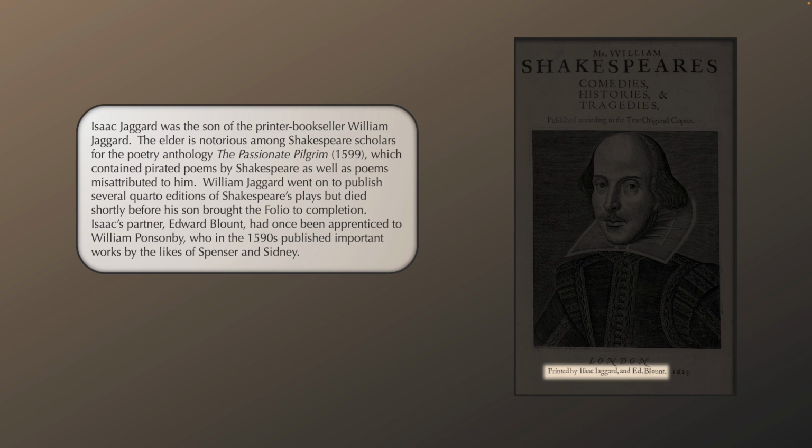Isaac's partner, Edward Blunt, is an interesting printer as well. He'd once been apprenticed to William Ponsonby, who in the 1590s was responsible for publishing important works by the likes of Sir Philip Sidney and Edmund Spenser. He was the printer of The Faerie Queene, in fact.